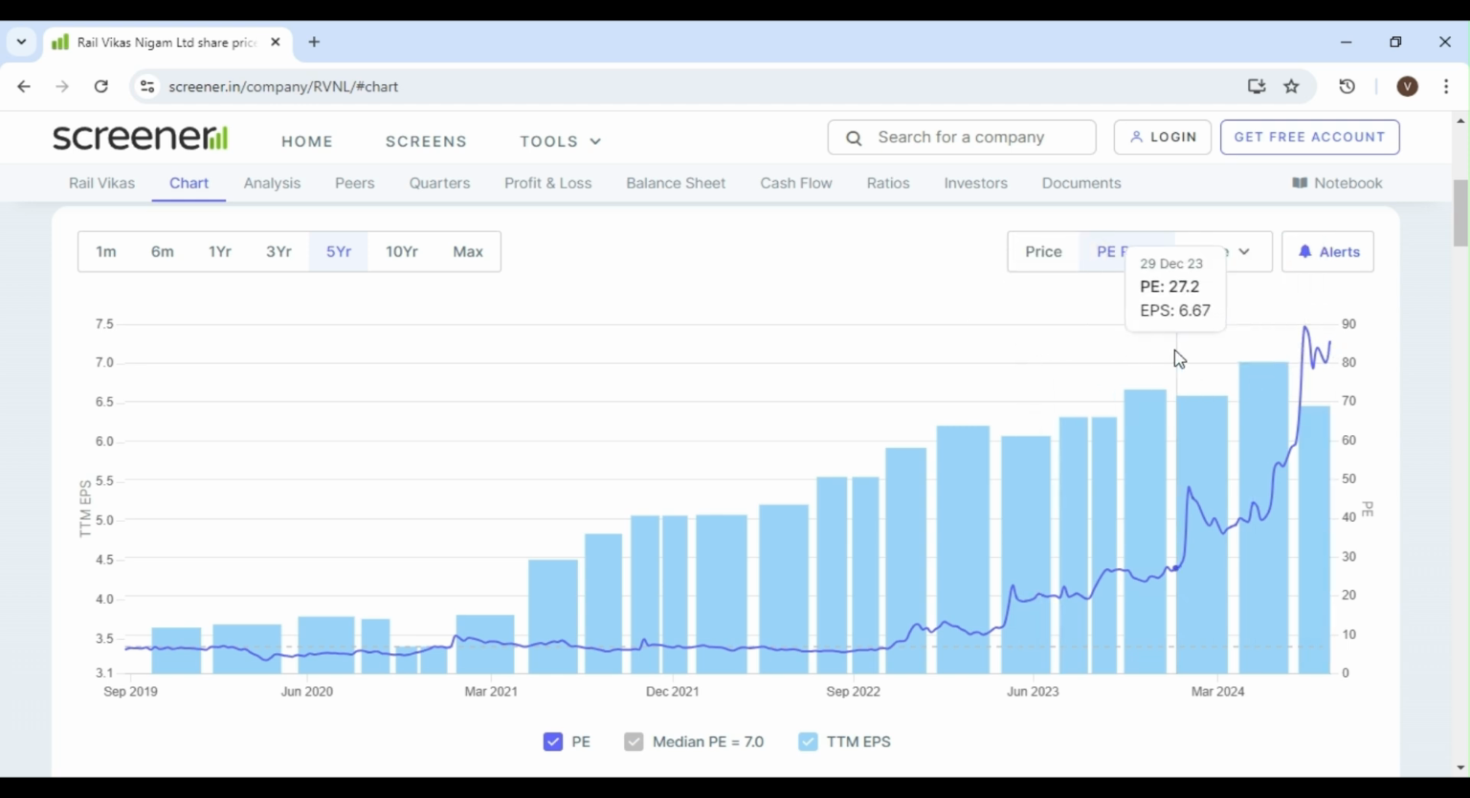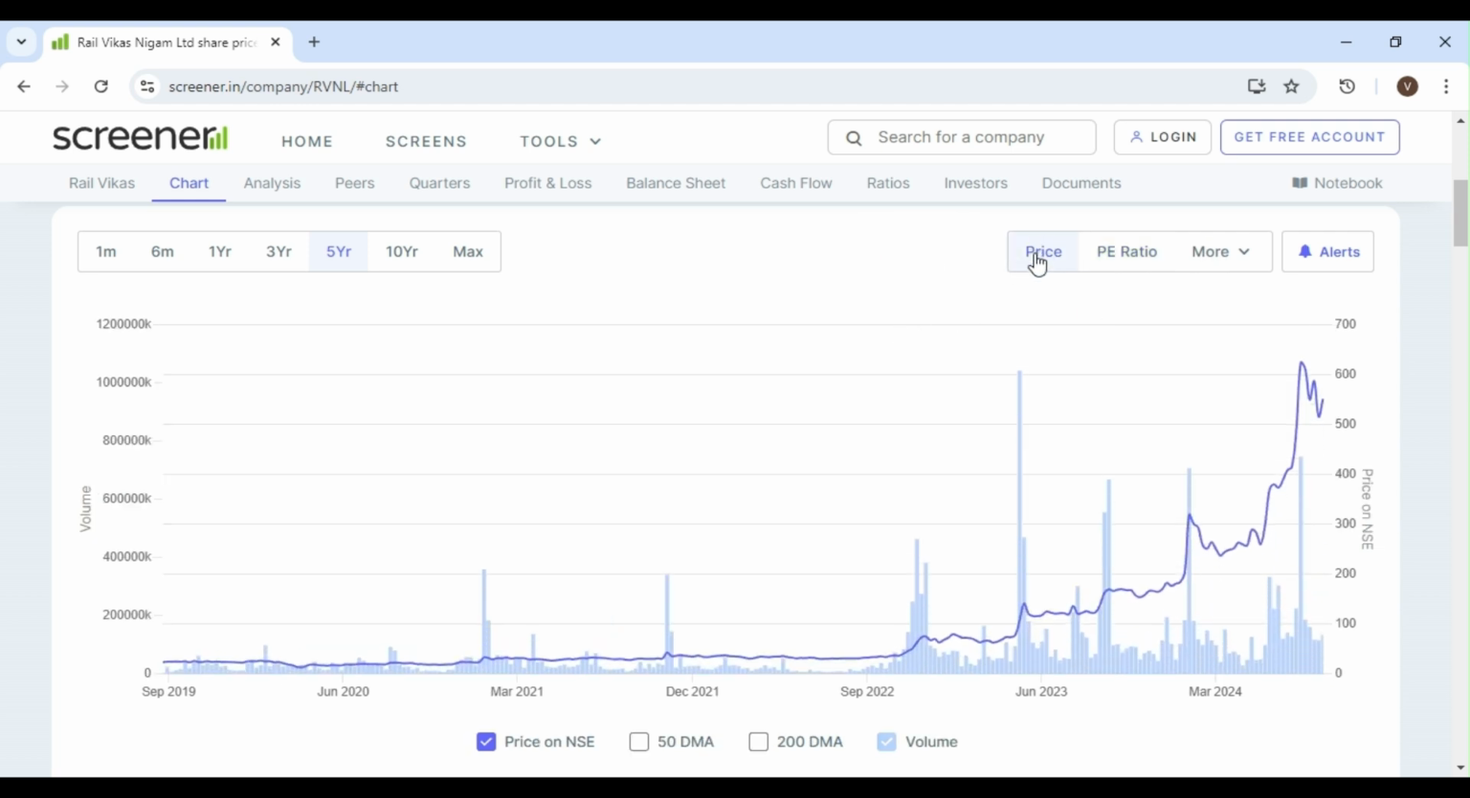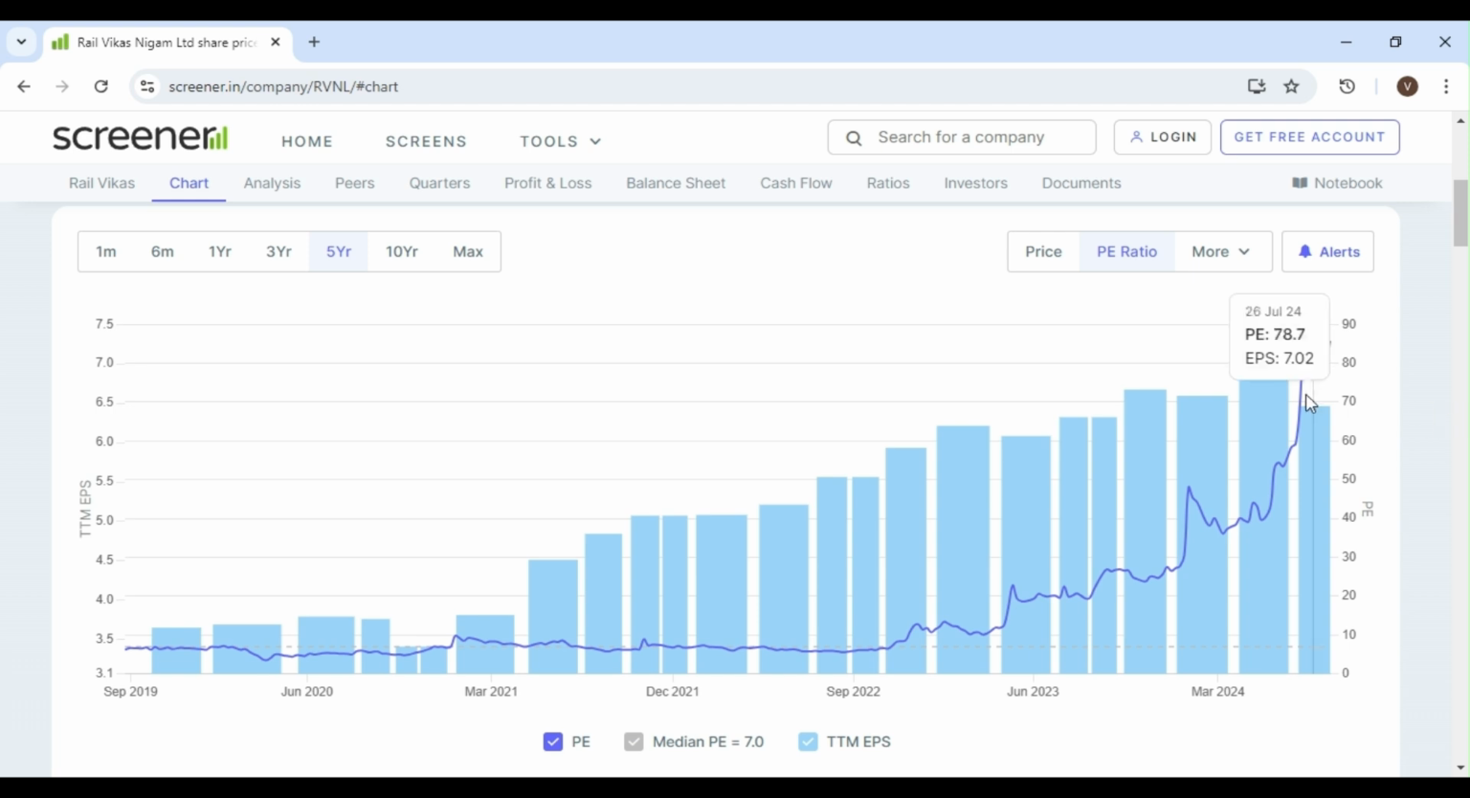So what is the price now? The price now is 518.15. So the PE ratio is 85 times. Whenever the PE is 80 and above, one can wait for the correction. This is only my idea. It is not a recommendation or anything. I am not responsible for it.